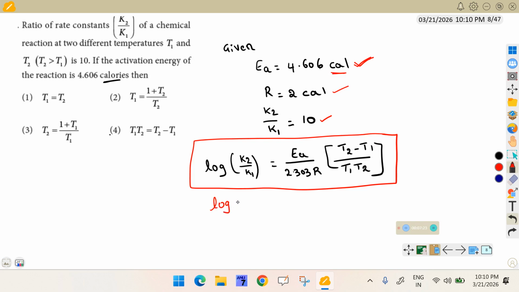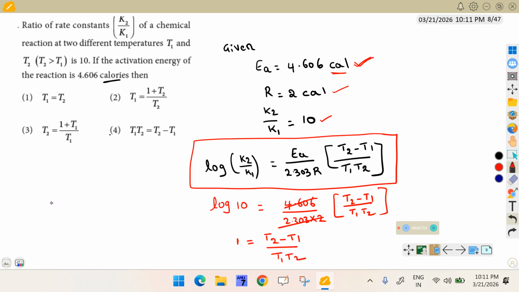So substitute the values. Log of K2 by K1 value is 10. Activation energy value is 4.606 by 2.303 into 2, into T2 minus T1 by T1 into T2. 4.606 and 4.606 cancel. Log 10 value is 1. 1 is equal to T2 minus T1 by T1 into T2. Do the cross multiplication. Then you will get T1 into T2 is equal to T2 minus T1. Correct option, fourth option.